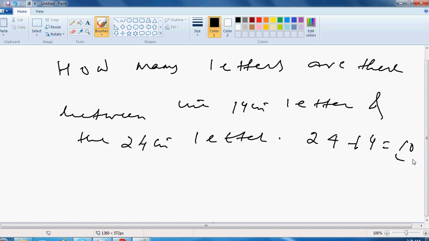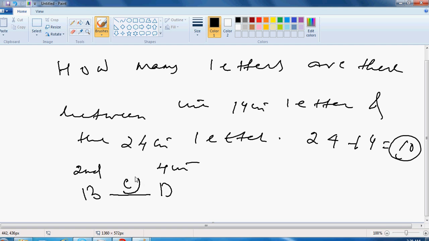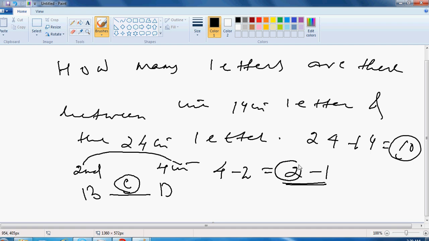This is never 10. Why is it so? Let's see. How many letters are there between the second letter and the fourth letter? Second letter is B, fourth letter is D. How many letters are there? Only one, that is C. So it is not 4 minus 2. I can say it is one less than that. I believe I could convince you up to some extent. So it is not just the subtraction. You subtract, get the answer, and subtract one more.